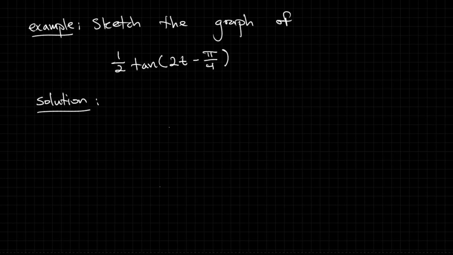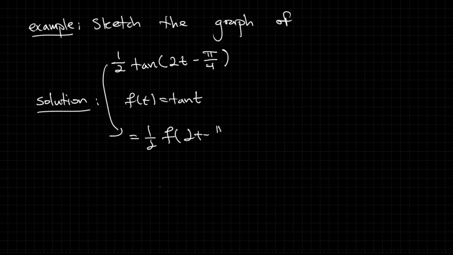Let's do another example where we sketch a transformation of a tangent function. We'll follow the same outline as we did previously. So first, we'll identify what the parent function is. Of course, the parent function is tangent of t. And so if you write that f of t is tangent of t, then this here is equal to 1/2 f of 2t minus pi over 4.